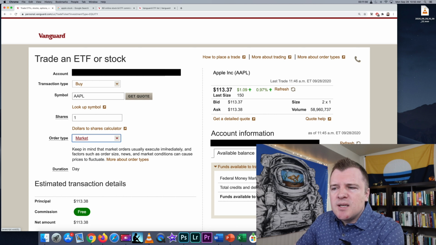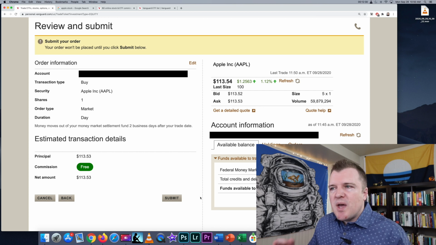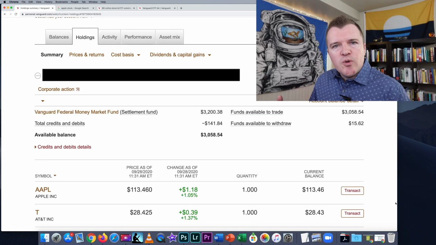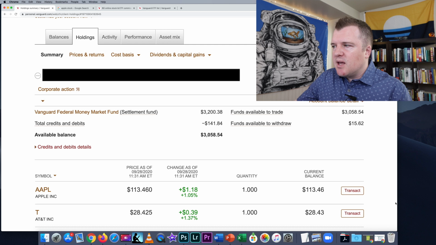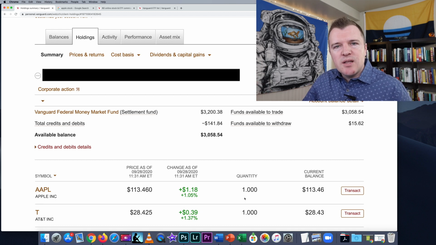If we scroll down, it's estimating $113.38, and the commission you'll see is free, so Vanguard is not charging us for this trade. If we scroll down, we can just click continue. On the next page, it just has us confirm everything that we want, and we want to make sure everything is good, and then we click on submit. If you go back to your account overview page, you can make sure that it executed, and there we see it. We see Apple. Looks like we paid $113.46 for it, 1 quantity, and there you have it. We just bought a stock on Vanguard's platform.